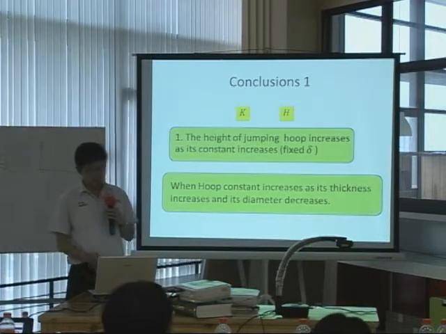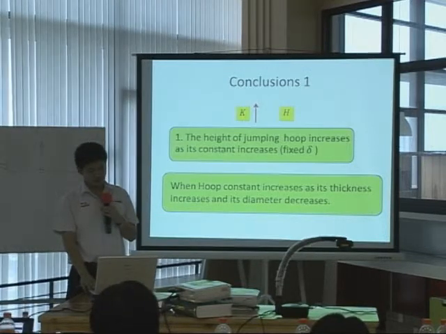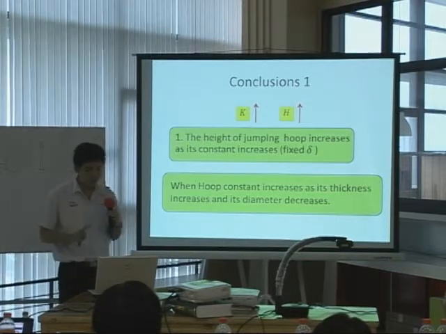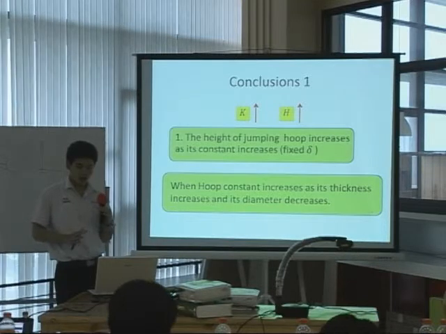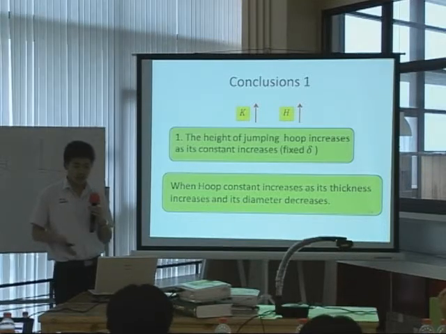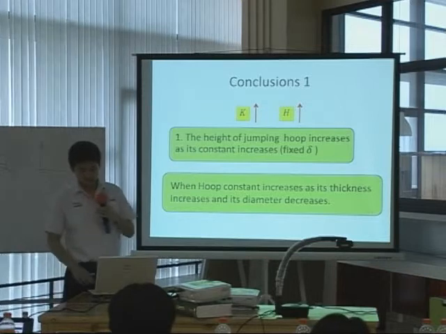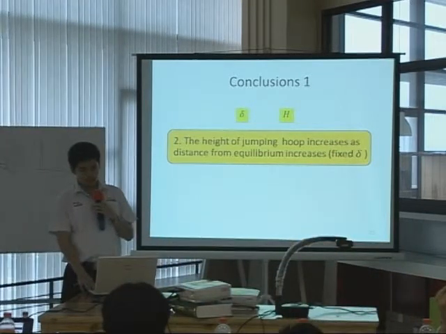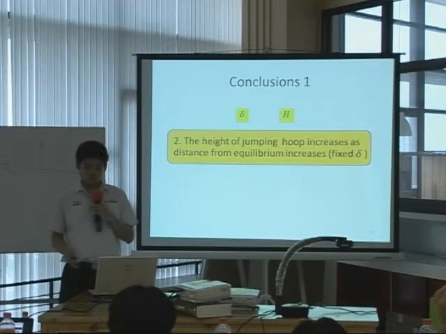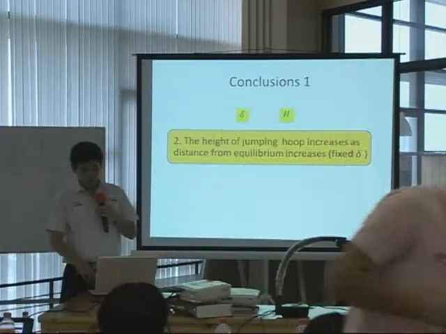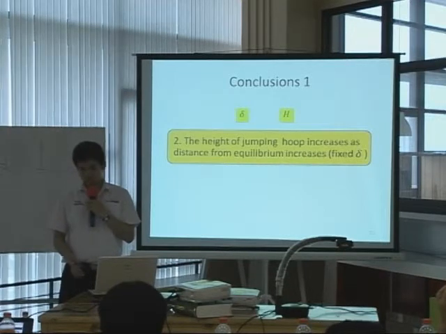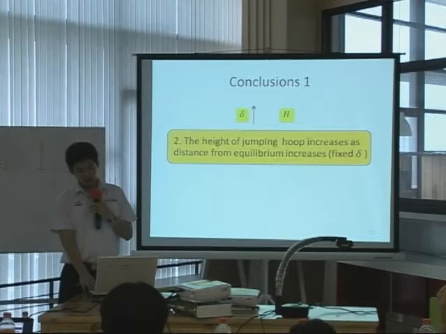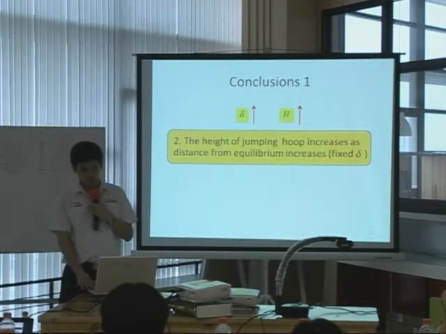Conclusion: when the hoop constant increases, the height will increase too, and the hoop constant depends on the thickness and the diameter. And the second is the height of the jumping hoop: when delta, the distance from the equilibrium point to the point where the force is applied, increases, the height will increase too.